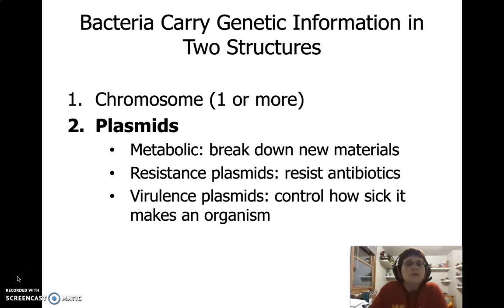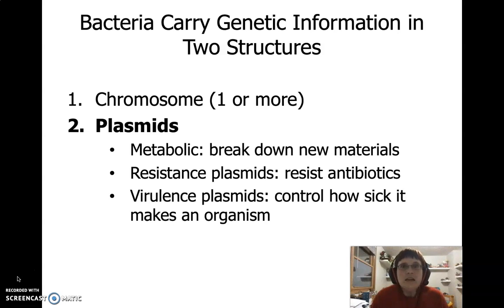The last one is what we call virulence plasmids, and this is what controls how sick it can make an organism. So the thing with bacteria is they want to be able to survive, if they're a bacteria that relies on other organisms for their food or a place to live. Virulence plasmids can be a problem or they can be a benefit. If a virulence plasmid makes a host too sick, so that the host actually dies before that bacteria can be moved from one host to another, that's going to be a problem.